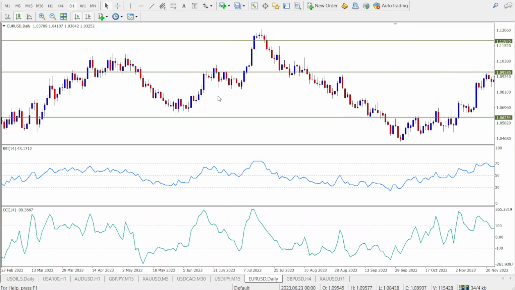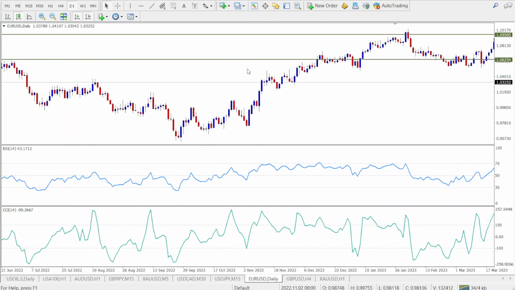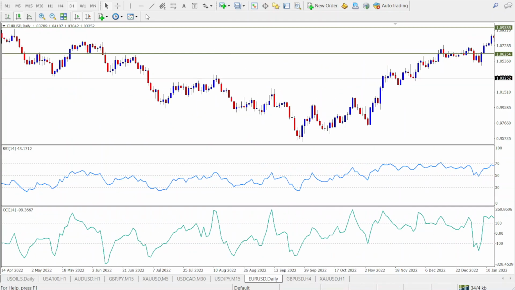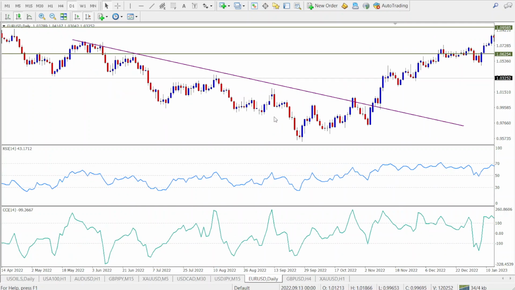So for example, let us say we just had a sell trend around here, right? We had a sell trend around here, and we can see that the price was making lower highs and lower lows.